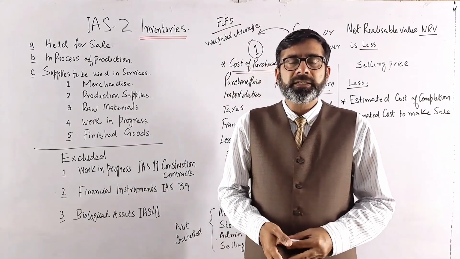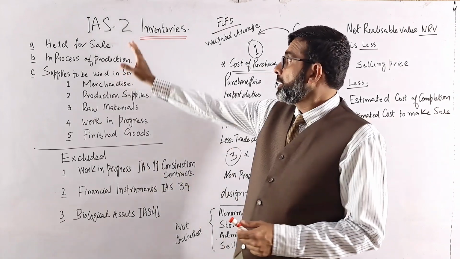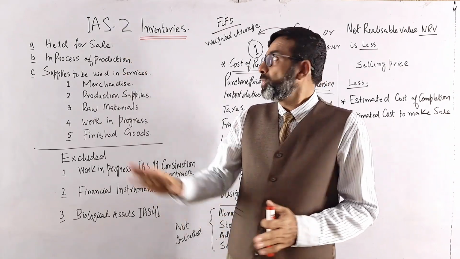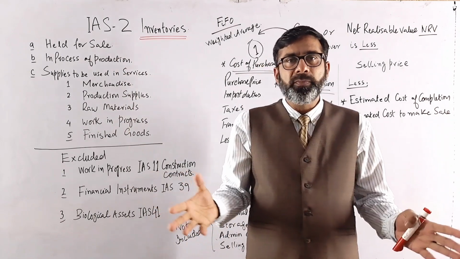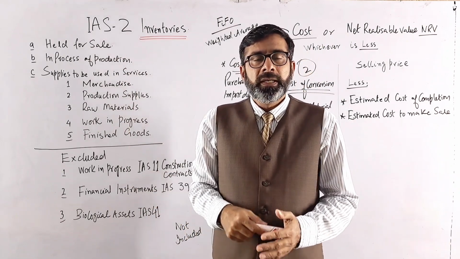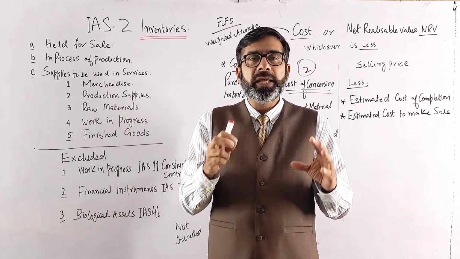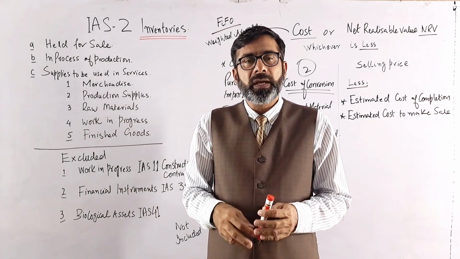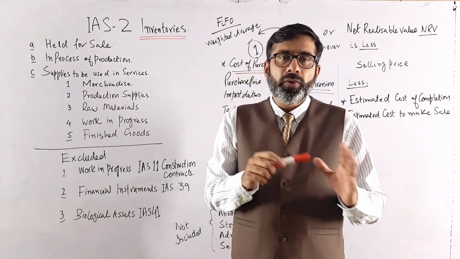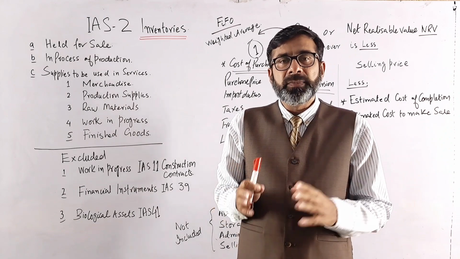Today we are going to discuss International Accounting Standard number 2. International Accounting Standard number 2 is related to inventories, or in simple words, we can say the stock. So it is basically related to how inventories are presented in the books of account, how they are calculated, how they are debited and credited, meaning the accounting entry.